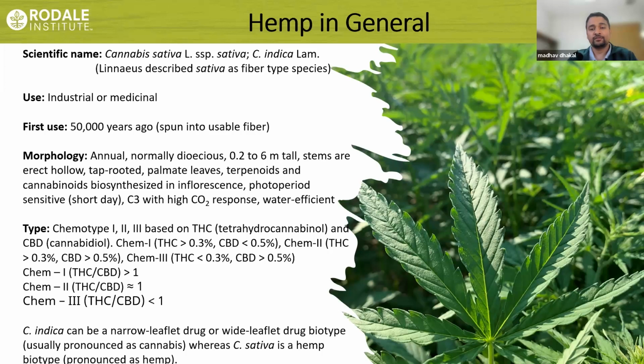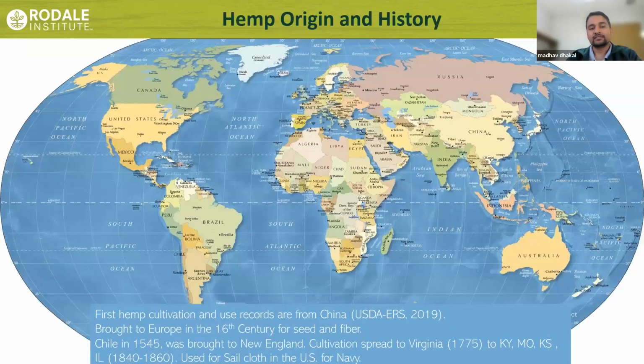Usually when we refer to cannabis indica, which is the narrow-leaf drug or wide-leaflet drug biotype, we call it cannabis. But if we say hemp, then we are talking about Cannabis sativa. So throughout this presentation, if I'm talking about hemp, I'm talking about the Cannabis sativa species, not the indica species. So let's talk about hemp origin and history.